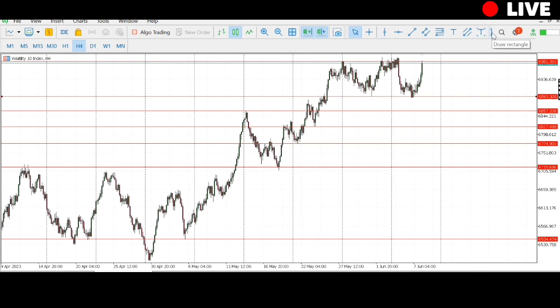After drawing my swing points, you know what I do? I go for the horizontal lines. These are the horizontal lines that I'm drawing here and piling up on the chart. Don't get me wrong.